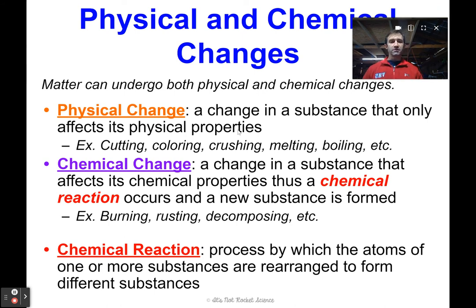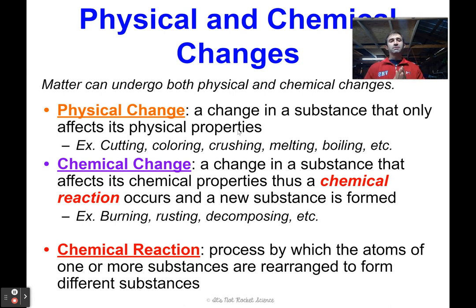Matter can undergo both physical and chemical changes. We've already talked about a physical change, a change in a substance that only affects the physical properties. Examples of physical changes: cutting a substance is still the same substance. Coloring, still the same substance. Crushing it is still the same substance. Melting, still the same substance. Boiling, still the same substance. Just manipulating it with my hands or adding energy, taking away energy, that sort of thing.